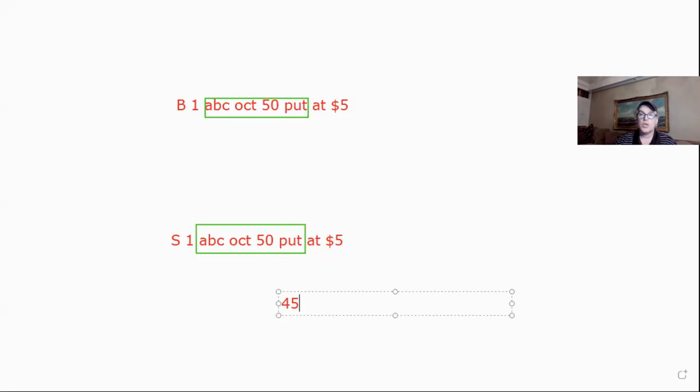So if it goes to 40, you're going to lose $5 because you have to buy it at 50, sell it at 40, you lose 10, but you have 5. If it goes to 30, you lose 15. If it goes to 0, you lose 45. So let's make sure we got this.